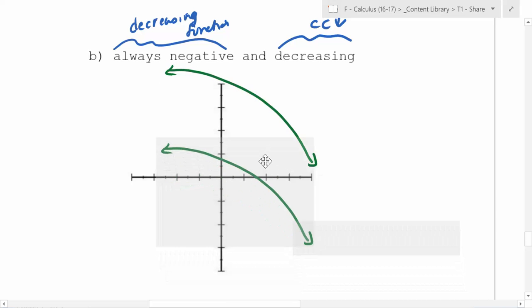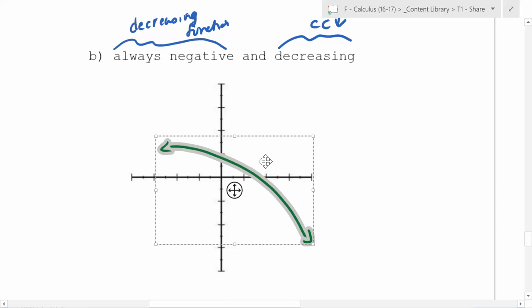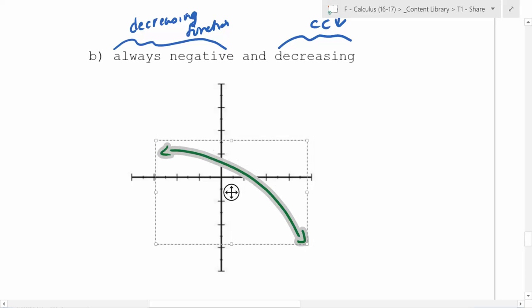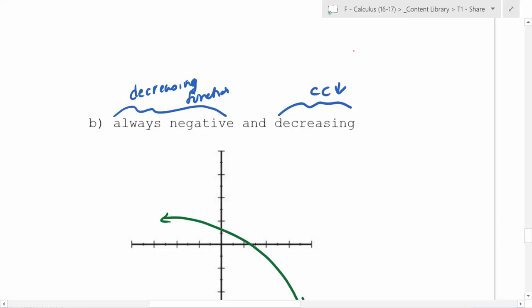I can move it down. Does that change the answer to this question? No, it is still decreasing. The derivative is always negative, meaning it's always pointed downhill. And is it always getting steeper? Yes. And it's really good. What does that CC mean, by the way? Do you remember what that CC means? Concave down. That's a good thing to remember.